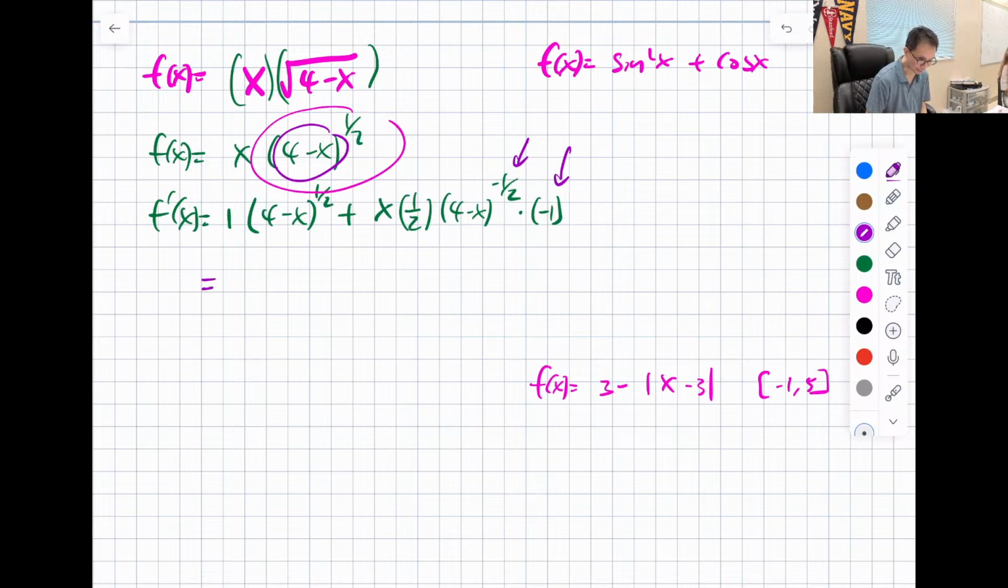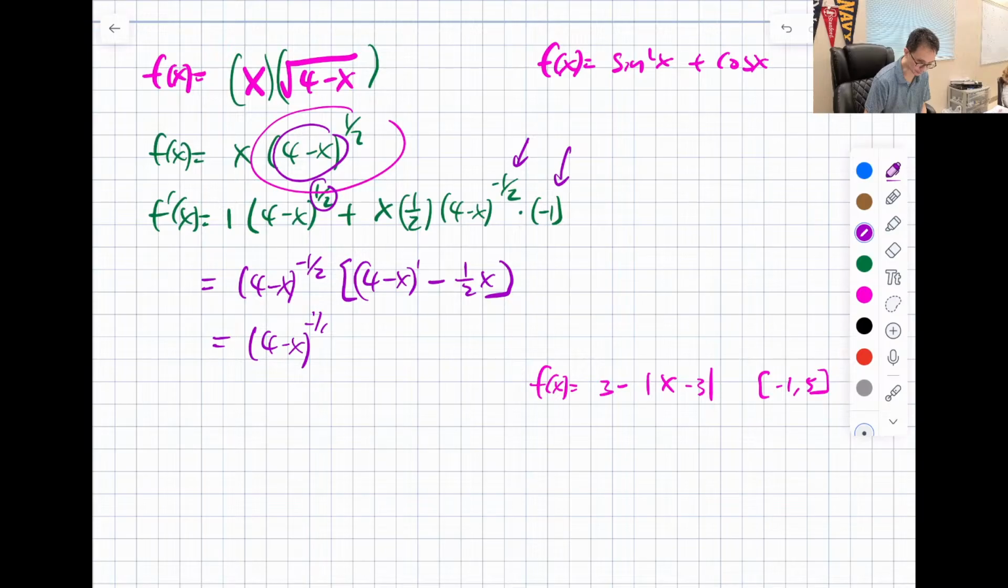So now I'm going to factor out the most negative term, which is (4 minus x) to the negative 1/2. If you factor out any power, you subtract the power. So subtract 1/2, subtract negative 1/2, that will make (4 minus x) to the first power, which is nice because that's just one power that's distributable. So in this case, it's going to be negative 1/2 x. Here it's going to be (4 minus x) to the negative 1/2, and that's going to be 4 minus 3 over 2 x.